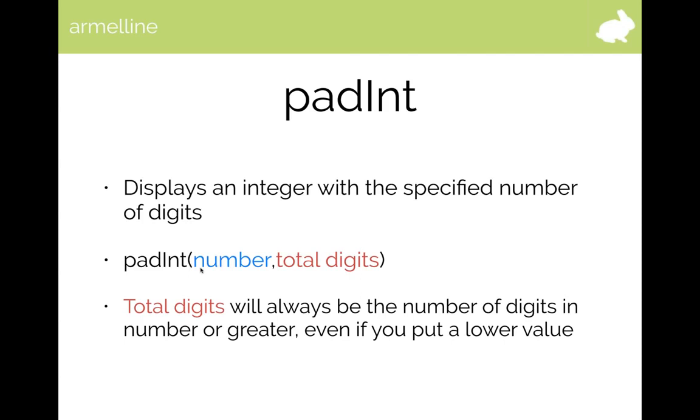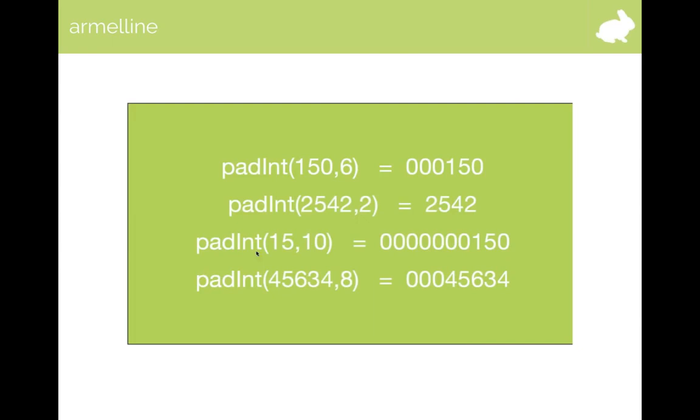So the total number of digits will always be the number of digits in the number or greater. So if you put a 10-digit number in for number and then put 0 for total digits or 1 for total digits, you're still going to see the 10-digit number. So the result is basically just digits added to the beginning of the number until you've got the size of number that you want to display.